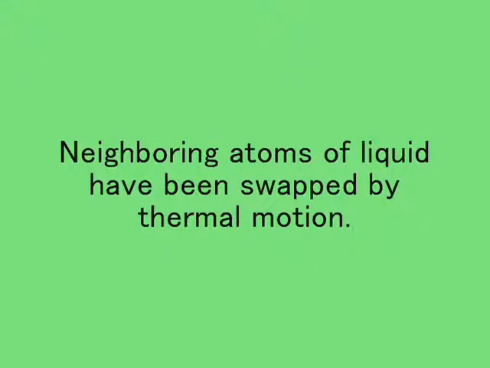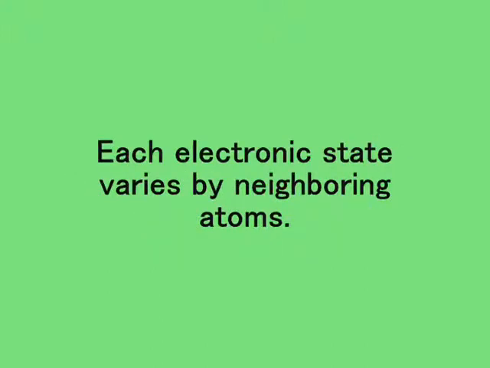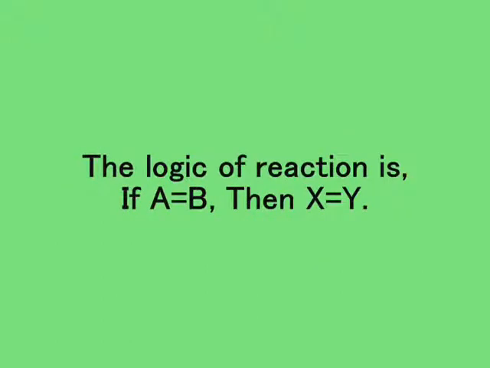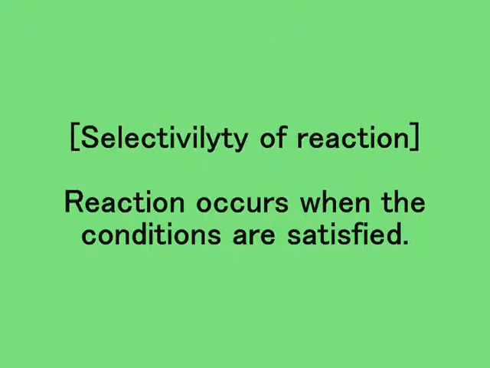Neighboring atoms of liquid have been swapped by thermal motion. Atom possesses an adaptability to the other atom, that is, a state of electron varies by neighboring atoms. Protein changes its form depending on the circumstance. The logic of reaction is, if A equals B, then X equals Y. Each reaction possesses selectivity. That is, the reaction occurs when the conditions are satisfied.